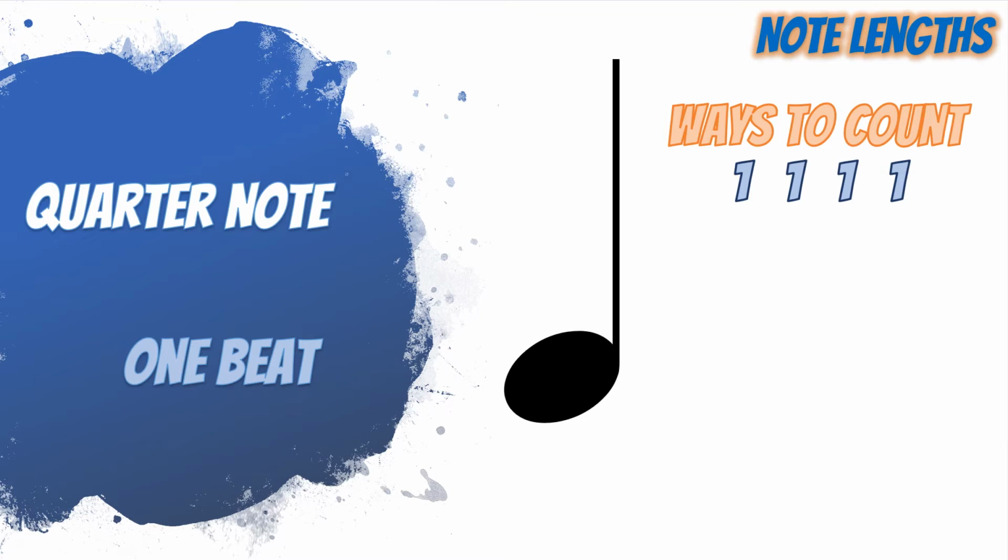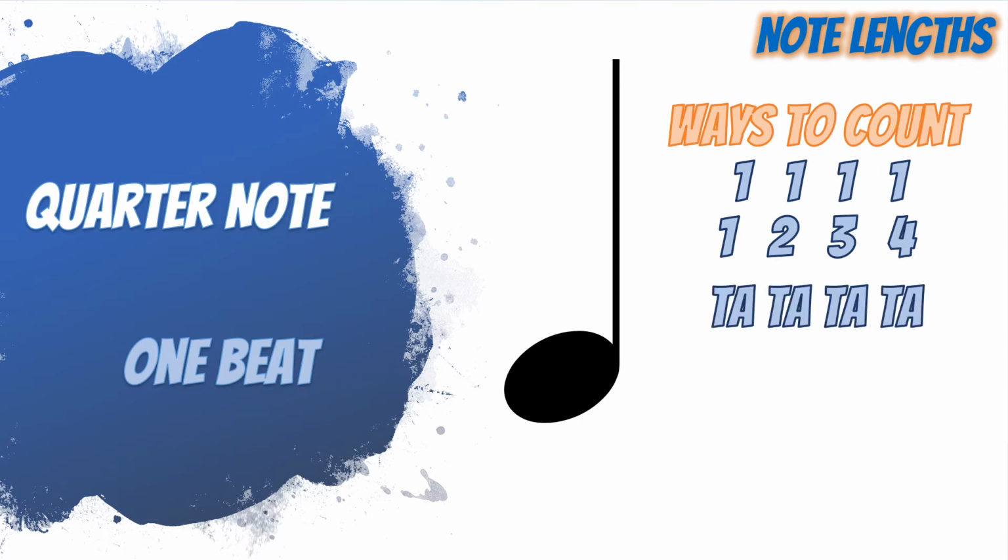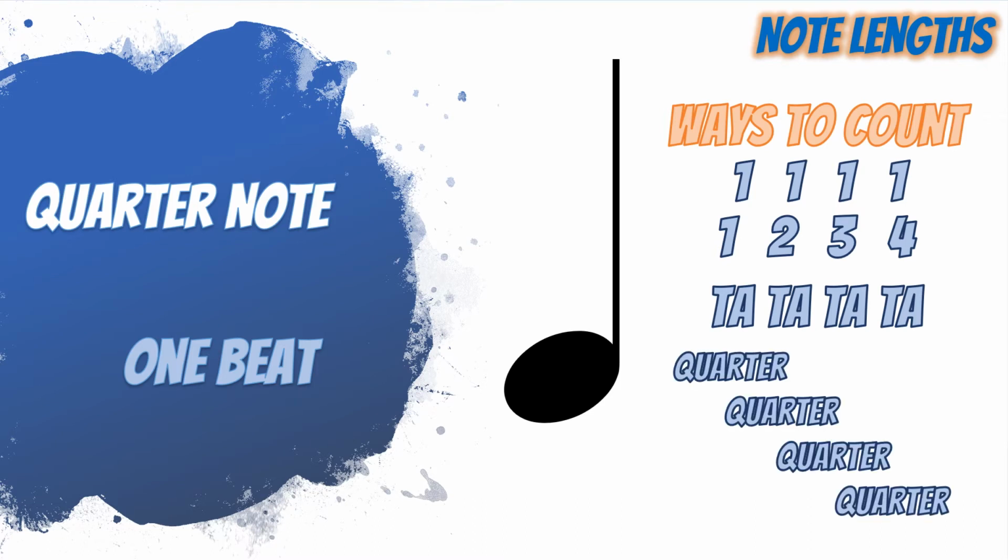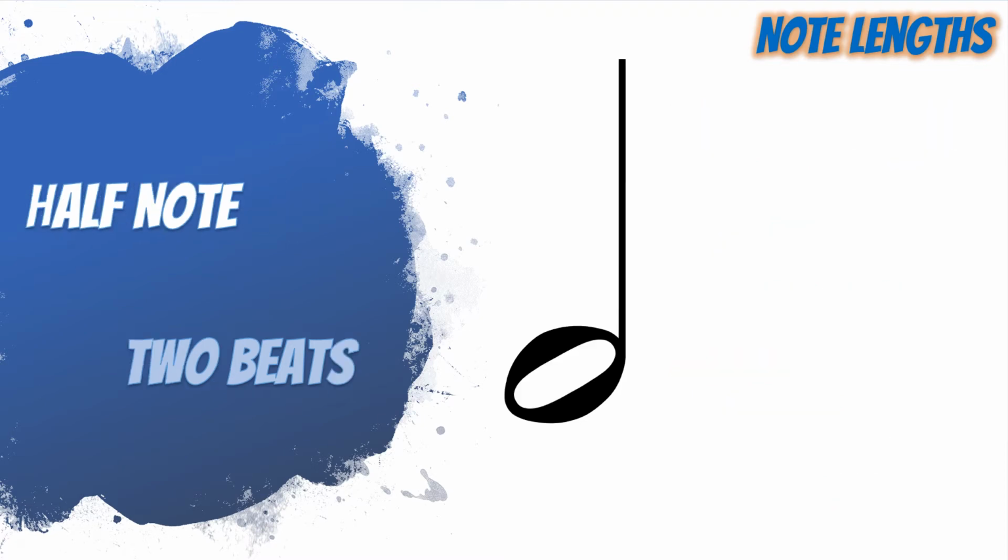Oftentimes we group things in music by 4, so we can accumulate the numbers and count it 1, 2, 3, 4. Sometimes people like to use syllables, and so for quarter notes we often use ta, ta, ta, ta. And then there's my favorite, which is where we actually say the name of the note. Quarter, quarter, quarter, quarter.